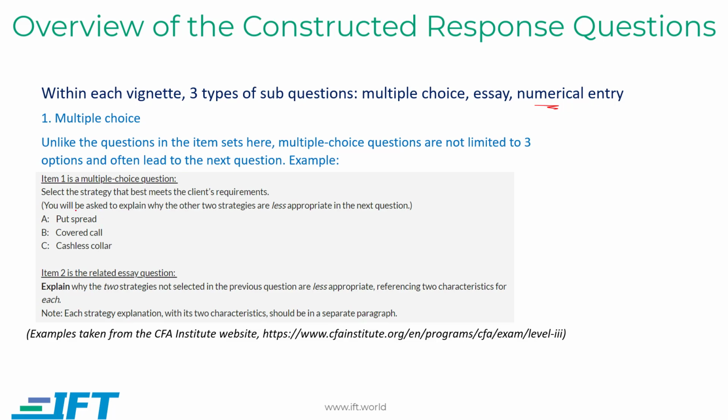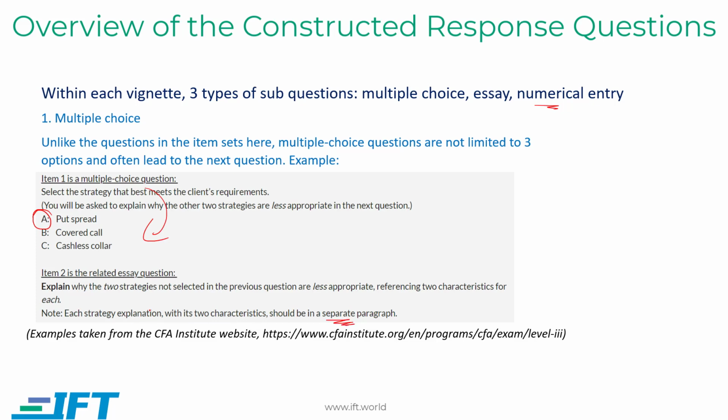For example, if you get a multiple choice question that says, select the strategy that best meets the client's requirements, and you're given 3 strategies. So let's say the right answer was a put spread, and this is what you've written as the put spread. Then this question is leading into another question, and the second question requires an essay response. Explain why the 2 strategies not selected in the previous question are less appropriate, referencing 2 characteristics for each. Note each strategy with its 2 characteristics should be in a separate paragraph.